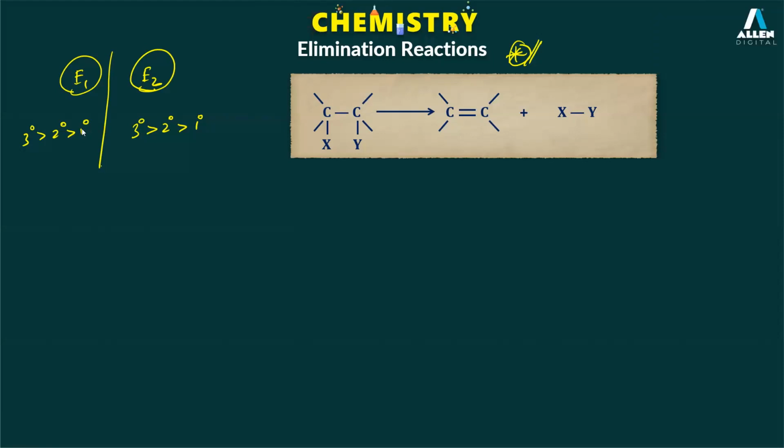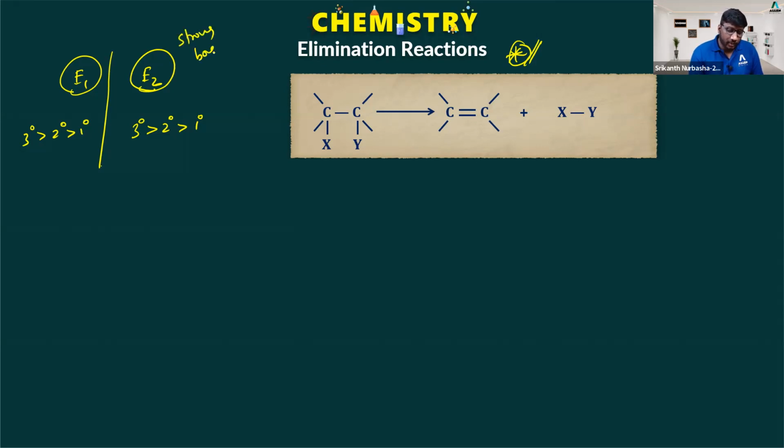But for E1 and E2, how to decide whether the compound will undergo E1 or E2? Like I have a tertiary alkyl halide. Whether it will undergo E1 or E2 is decided by the base. In E2, a strong base is required. In E1, a weak base, because the rate determining step does not include the concentration of the base.